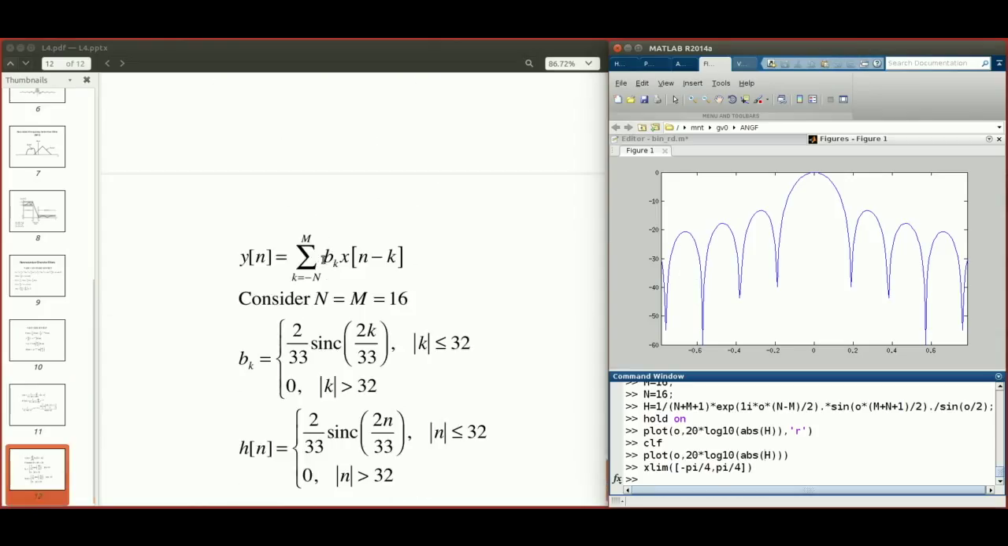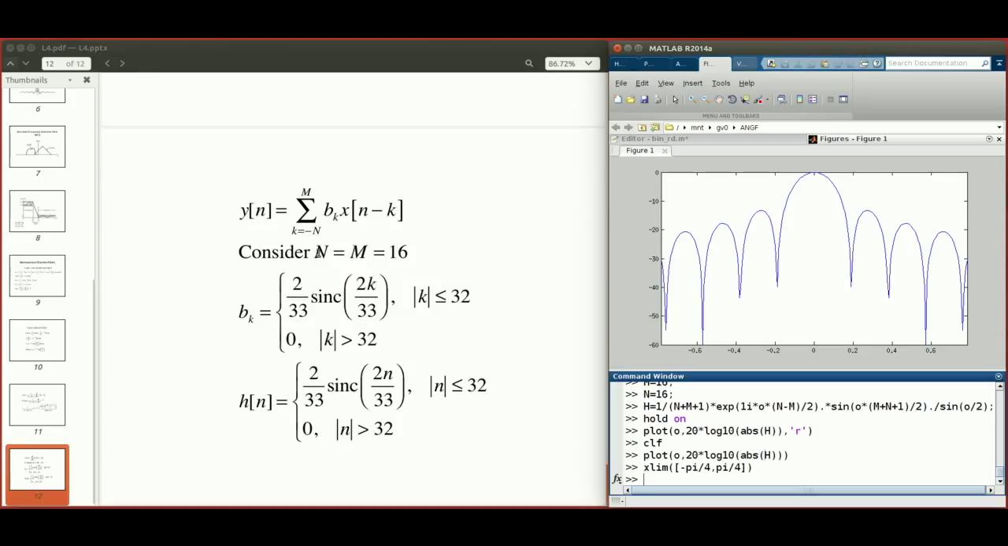But now let's try to use a different weight for different points. It's still going to be N equals M equals 16, but the weights, b_k, are going to be dependent upon k. So when the absolute value of k is smaller than 32, we take this formula. It's a sinc function with some values as its argument, depends upon k basically, right? And then for the absolute value of k larger than 32, b_k equals 0, right? So it's still a 32 point average, but each of the points gets a different weight based on this particular sinc function formula, right? The weights that are multiplied in front of the x.